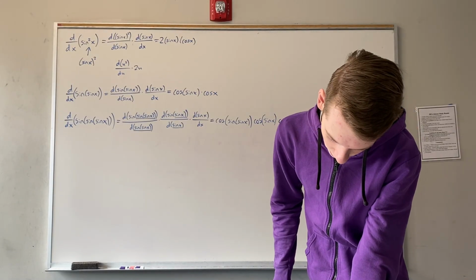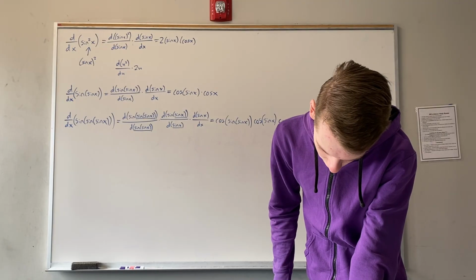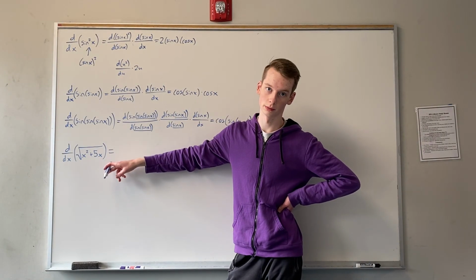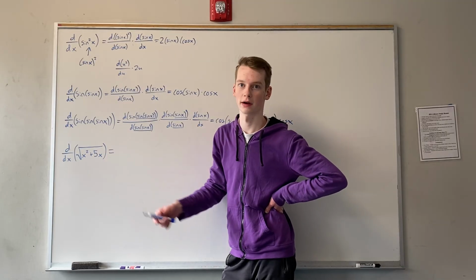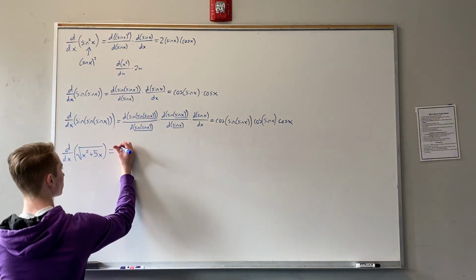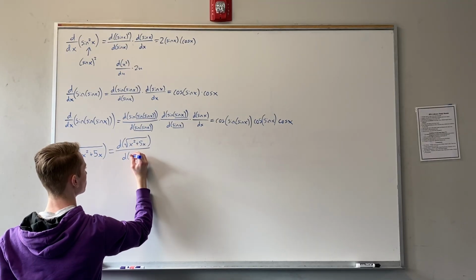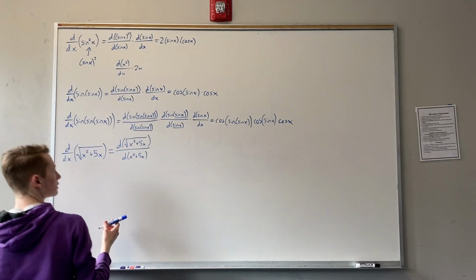Then let's jump down to number 5. So let's do the square root of x squared plus 5x. Obviously your outer function is the square root, your inner function is this x squared plus 5x. So let's differentiate the square root of that with respect to that. So the square root of x squared plus 5x with respect to x squared plus 5x. And again, this is a ratio, right?